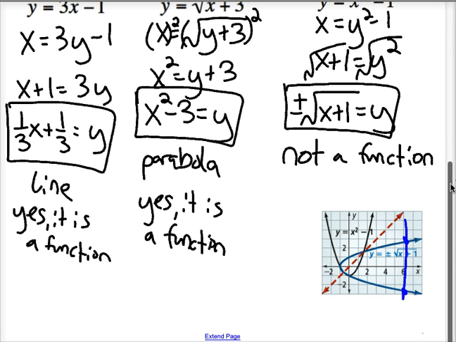All right, so again, mainly review from previous notes with the added piece of determining if it's a function or not. So make sure you have all of this written down, and then make sure that you come and ask me if you have any questions.